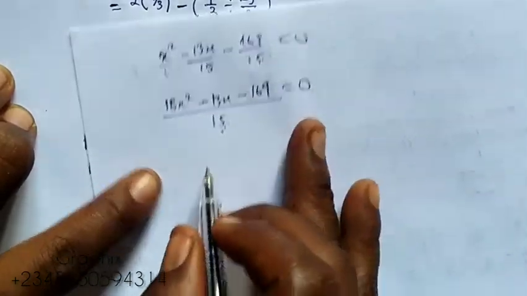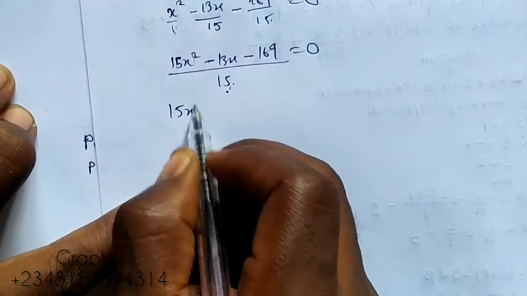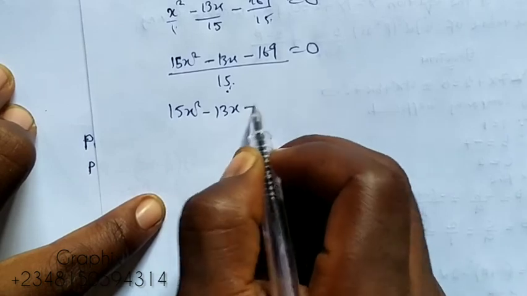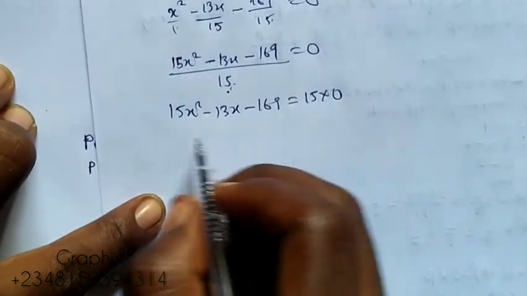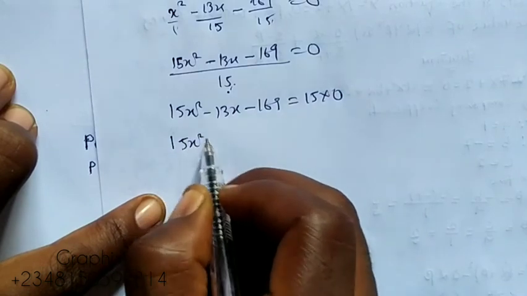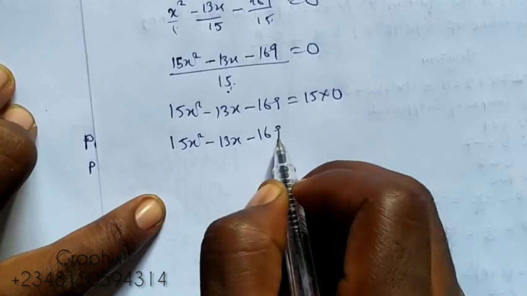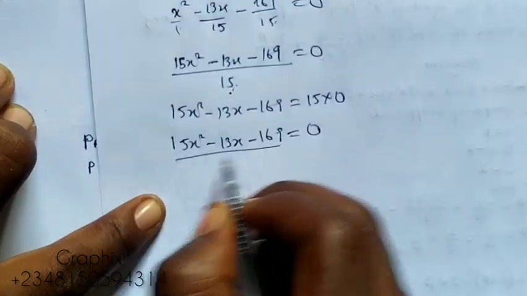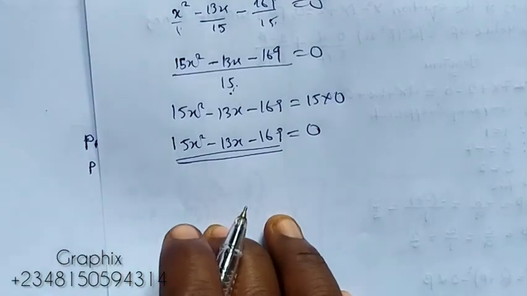Equals to what? 0. So if I cross multiply, my 15x squared minus 13x minus 169 is equals to 15 times 0. So 15x squared minus 13x minus 169 is equal to what? 0. So this is my what? My equation. The equation that we are looking for.